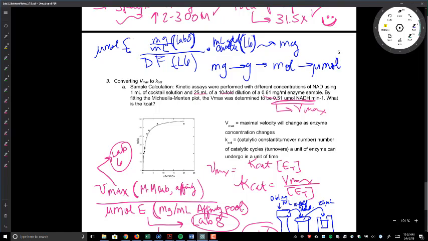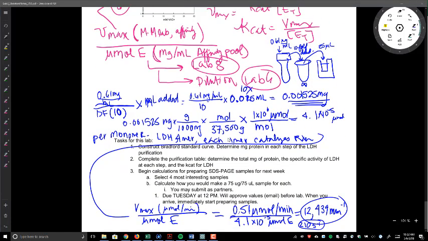All right. So, if you don't get this the first time, that's okay. Pause it, work through it on your own, ask me questions in lab. And then for this lab, you're going to be constructing a Bradford standard curve. You're going to be determining the milligrams of protein for each step of the LDH purification. You're going to complete the purification table and determine the total milligrams of protein, the specific activity of LDH for each step, and the Kcat of LDH.